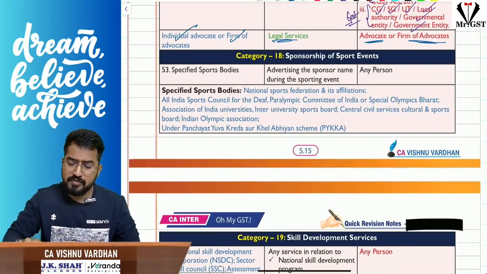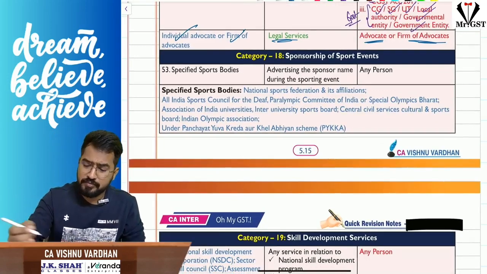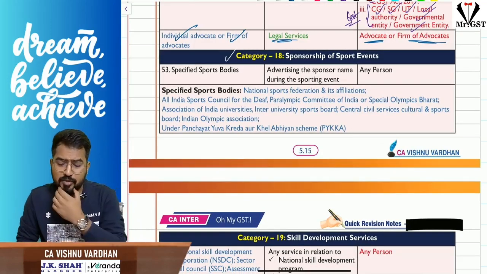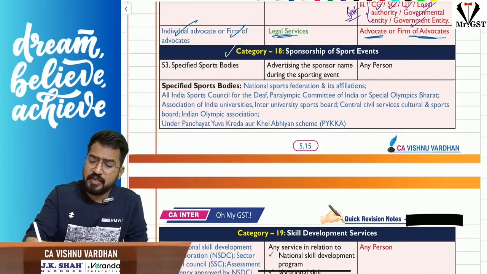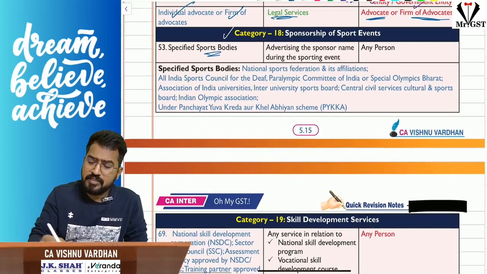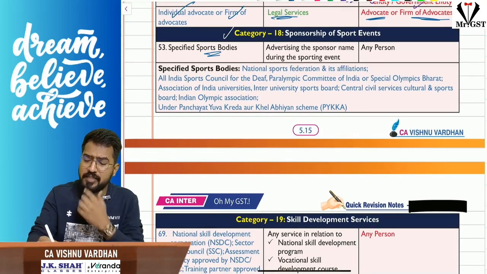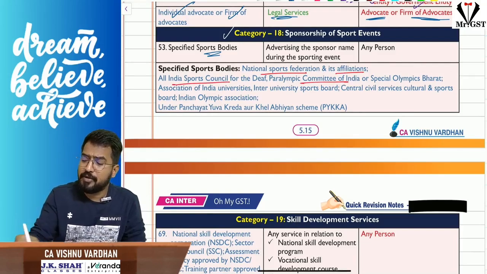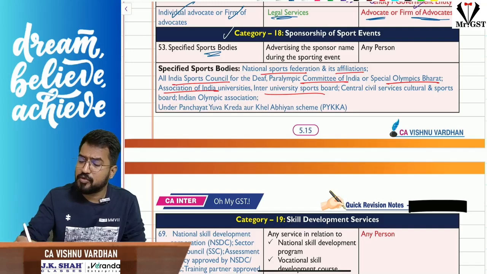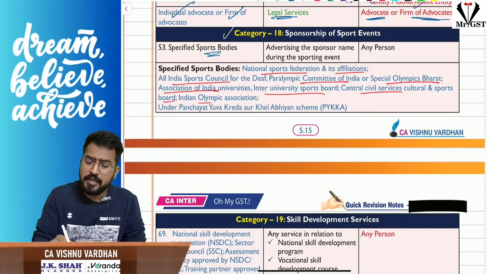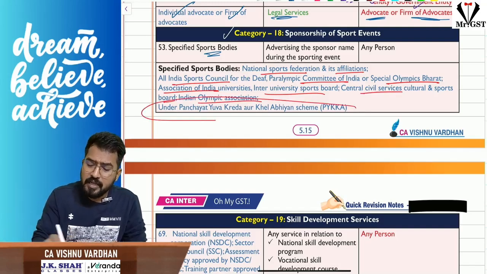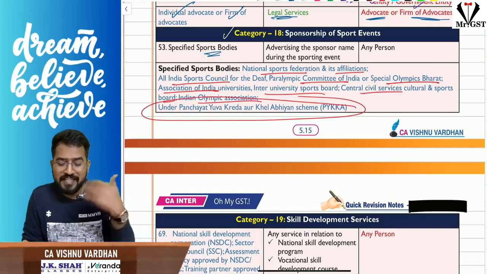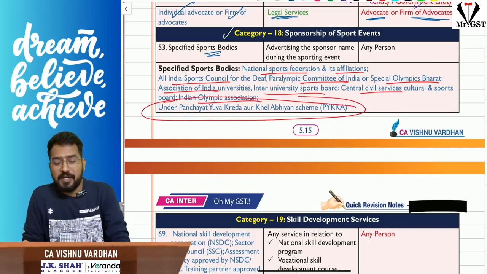Next, sponsorship services. If you see sponsorship services, sponsorship of events, sporting events conducted by these particular bodies, if you see, then it is exempt under GST. Who are the bodies? They are nothing but National Sports Federations and its affiliates like BCCI, etc. All India Sports Council for Deaf, Paralympic Committee of India, Special Olympics Bharat, Association of Indian Universities, Inter-University Sports Board, Central Civil Services Cultural and Sports Board, Indian Olympic Association, under Panchayat Yuva Krida or Khel Abhiyan scheme.